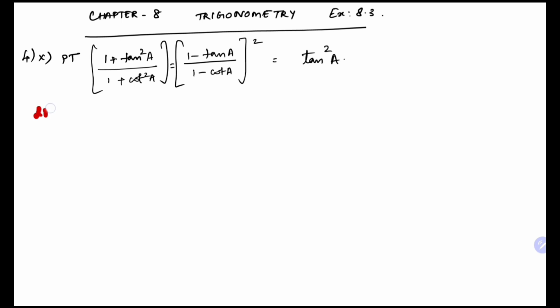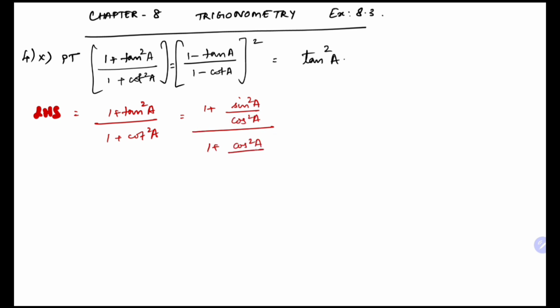Let us consider LHS first, which is equal to (1 plus tan square A) divided by (1 plus cot square A). We can write tan as sin by cos and cot as cos by sin. So, (1 plus sin square A divided by cos square A) whole divided by (1 plus cos square A by sin square A).